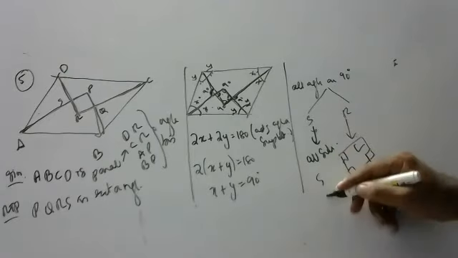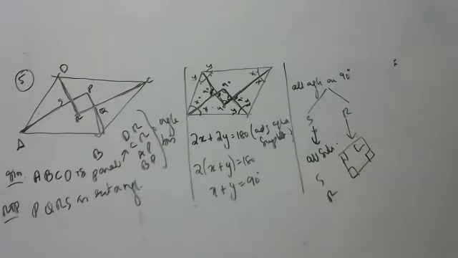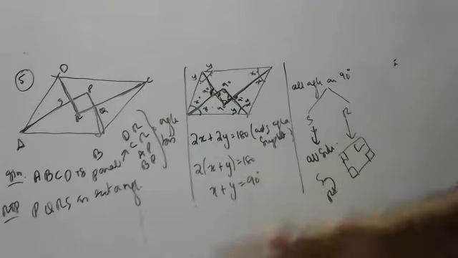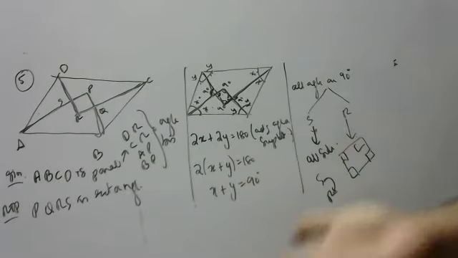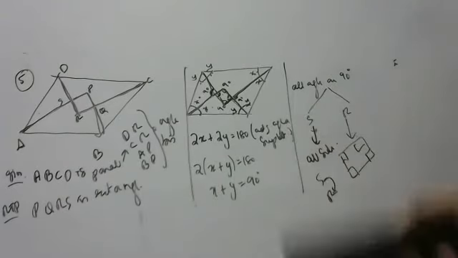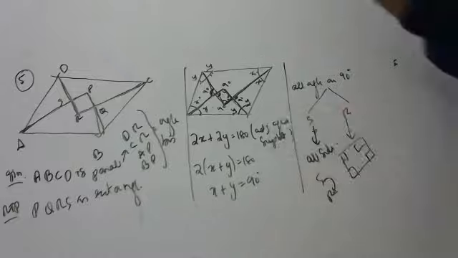It can be a square, it can be a rectangle, no problem. A square is also a rectangle, but a rectangle is not a square. Remember forever: a square is a rectangle, but a rectangle is not a square. Hope you are understanding my logic.